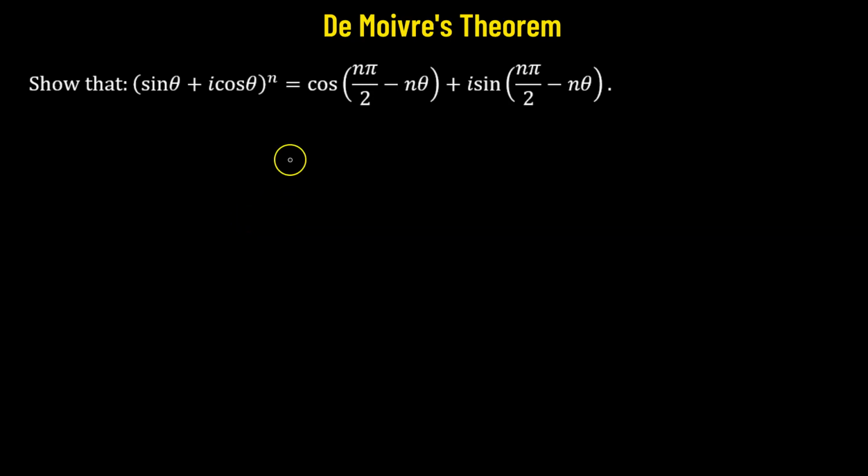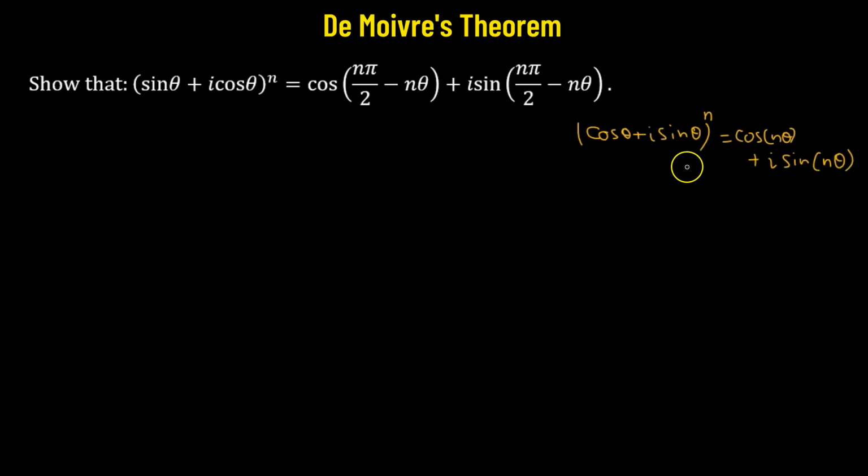So here we need to show that (sine theta plus i times cosine theta) whole raised to the power of n is given by this particular expression. So let's first begin by stating de Moivre's theorem, which states that whenever we have (cosine theta plus iota times sine theta) raised to the power of some number n, this becomes equal to cosine of n theta plus iota times sine of n theta.